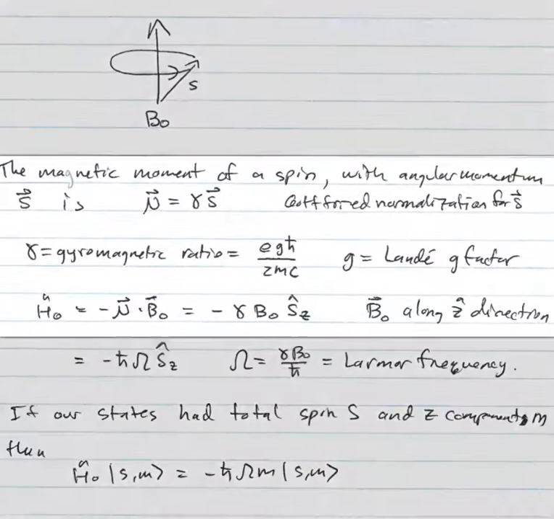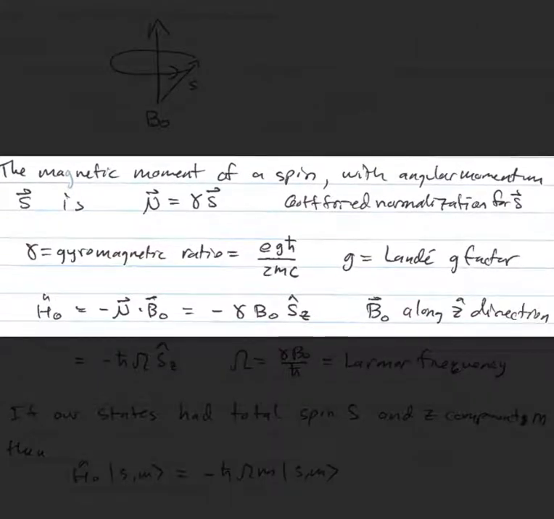So the magnetic moment of the spin that has angular momentum S is given by mu, that's the magnetic moment, equals gamma times S. And I just want to remind you, we're continuing to use this Gottfried normalization for S, so S is dimensionless. That means the h bar is going into the constant gamma. Gamma is called the gyromagnetic ratio. It's given by e g h bar over 2mc. g is something that's called the Landé g factor. And for the electron, it's essentially 2. If you take into account quantum field theory corrections, it is corrected on the order of 0.1% or so.